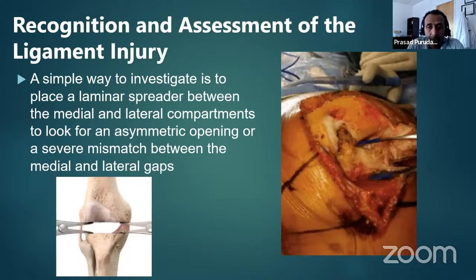So how do we evaluate this? One of the simple ways is to use laminar spreaders like this. We often use the laminar spreaders to assess the gaps, and when we put the laminar spreader in and stretch it, if we find that one compartment is significantly opening more than the other side, we should be evaluating that further for the collateral ligament injury.